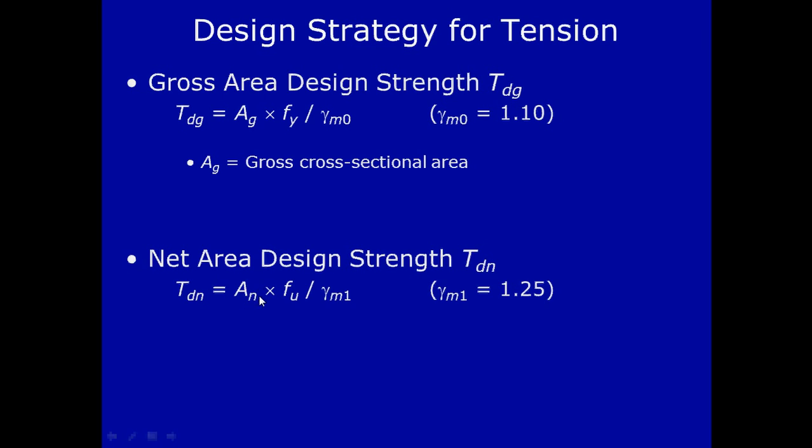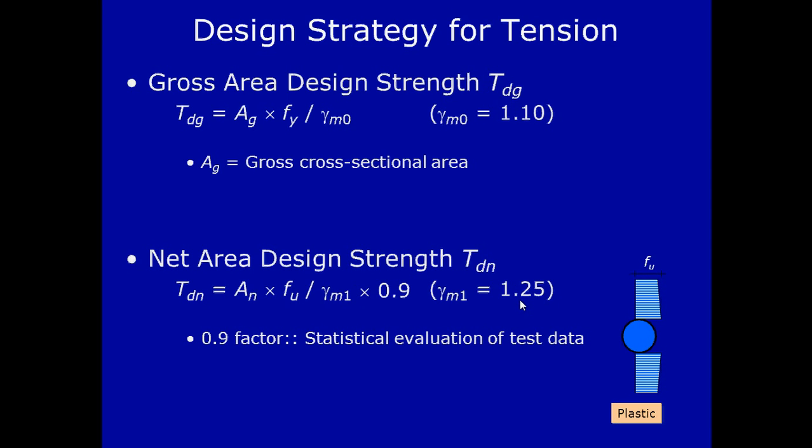The AN represents the net area of the plate, Fu is the ultimate stress of the mild steel bar, and gamma m1 is the partial factor of safety in case of net section rupture, and its value should be 1.25. As in case of net section failure, the plate is allowed up to the plastic state, we are using here an additional factor of safety which is 0.9, and its value is constant.